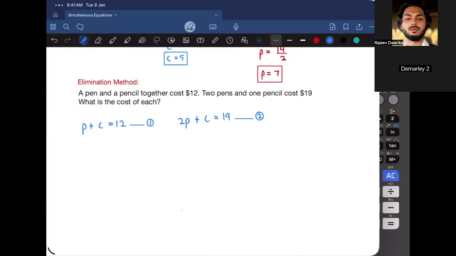So I'm going to write that back. I'm going to write P plus C is equal to 12. 2P plus C is equal to 19. Now, let me ask, if I add p and 2p, I'm going to get what? 3p. Did it cancel off?